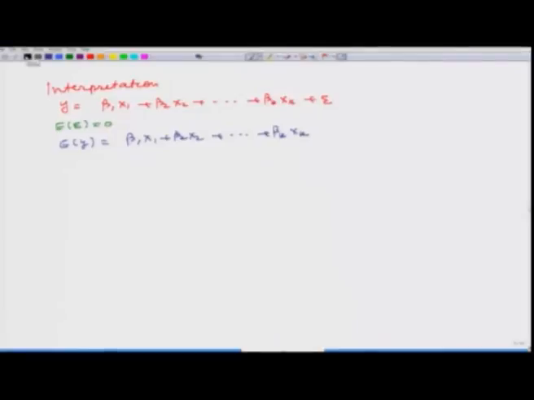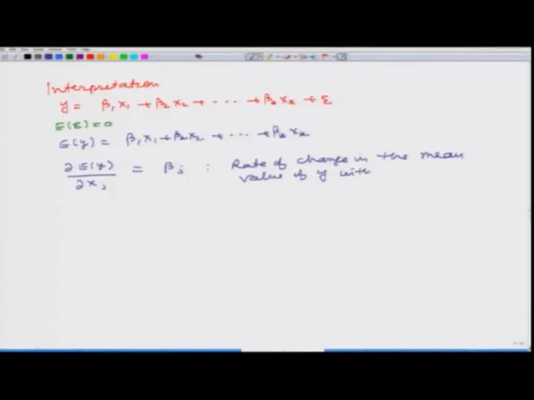So now based on this, if I try to find the partial derivative of expected value of y with respect to a certain variable, say xj, this comes out to be beta j. Right. So you can see here that this beta j is nothing but the rate of change in the mean value of y with respect to the jth explanatory variable.